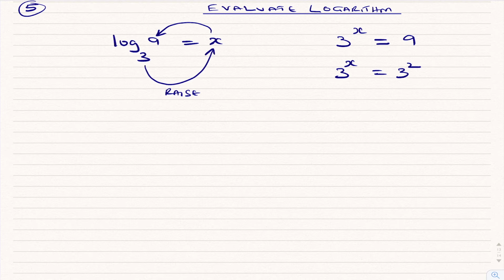And therefore, because the bases are the same and there's an equal sign between them, the powers will be equal. Therefore, x equals 2. So then we can rewrite it, because now we know what x is. So we can say log of base 3 of level 9 equals 2. So that's the evaluation done.